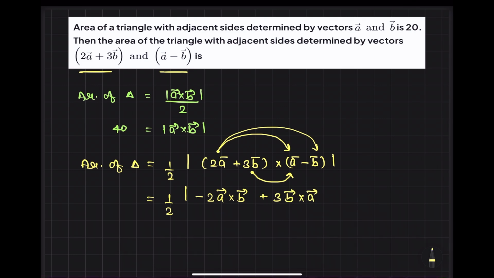You have to give priority. Okay, so the first vector will come first. Then 3 times b cross minus b vector. So again the angle is 0, so it will become 0. So magnitude of this. Now if I change the direction of this thing, both things will become a cross b. So it is 1 by 2 magnitude of minus 2 a cross b minus 3 a cross b.